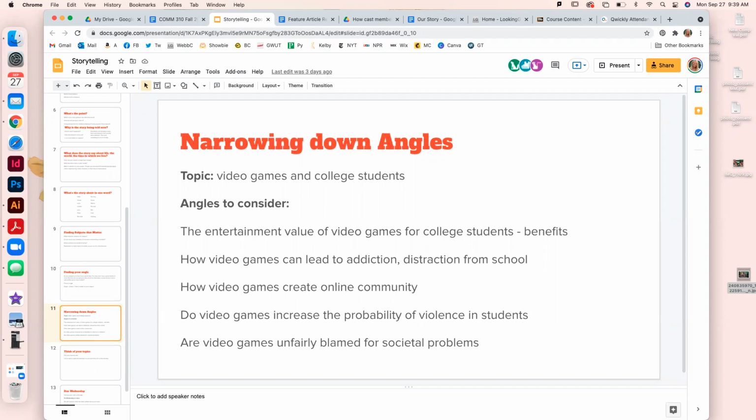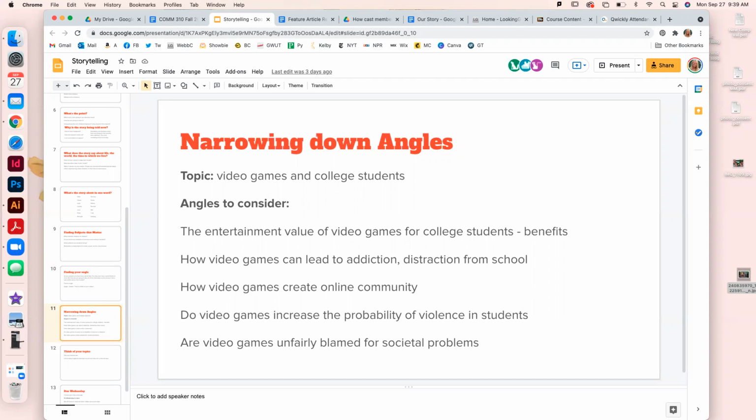Then we're going to take it in another direction. How video games create an online community, especially during the pandemic. Maybe people haven't been able to get out as much, but they found an online community in video games. So we're looking at one topic and at different articles that could be written about it. Some look at it from a negative perspective, some from a positive perspective.